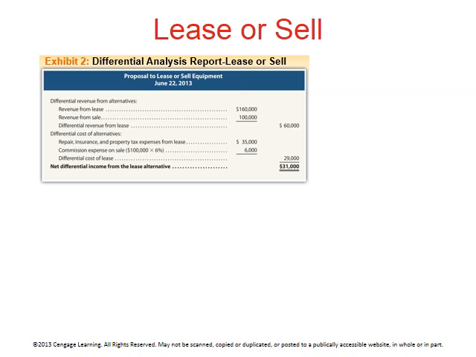So the repair and insurance and property tax on a lease is $35,000, but we have to pay commission on the sale, 6%. So the differential cost of the lease is $29,000, which means the lease has $29,000 more in expense than if we sold it, 35 minus 6. So the net income from the lease alternative is $31,000, which means we're $31,000 better off leasing the equipment than we are selling it. So this is a differential analysis.